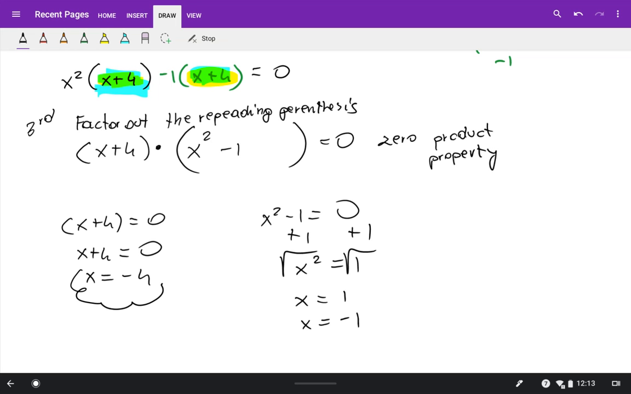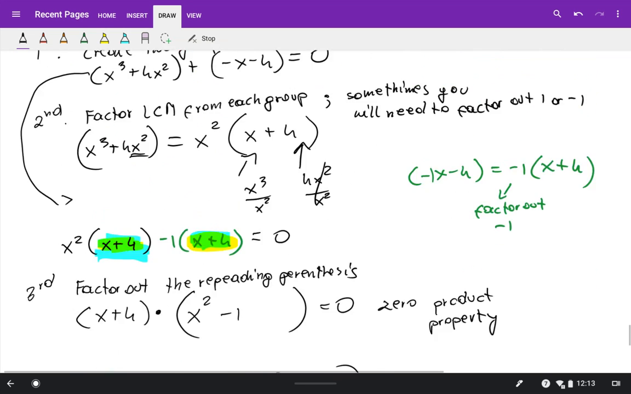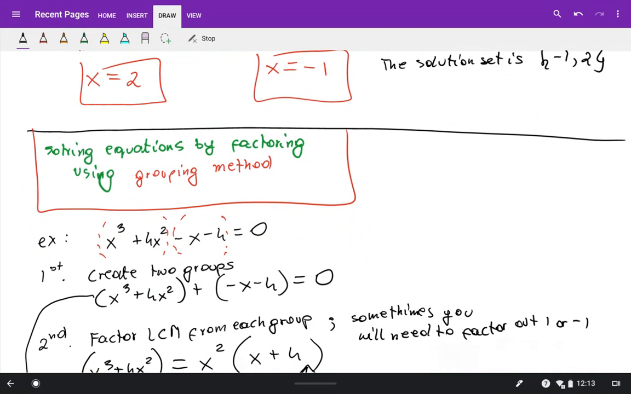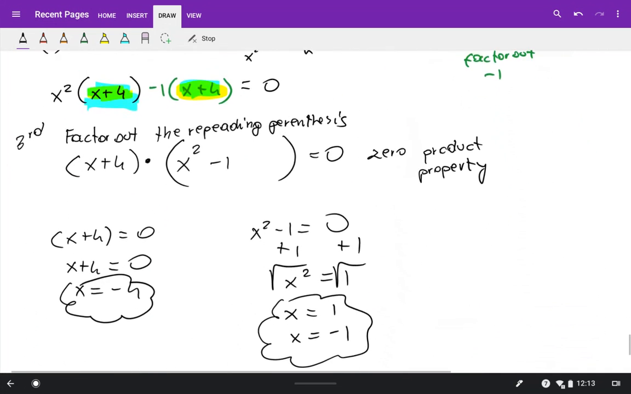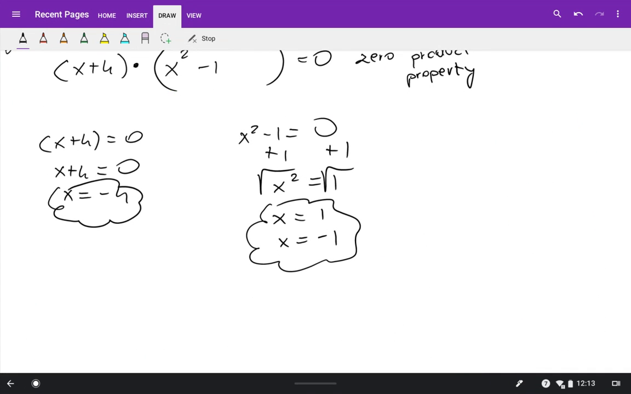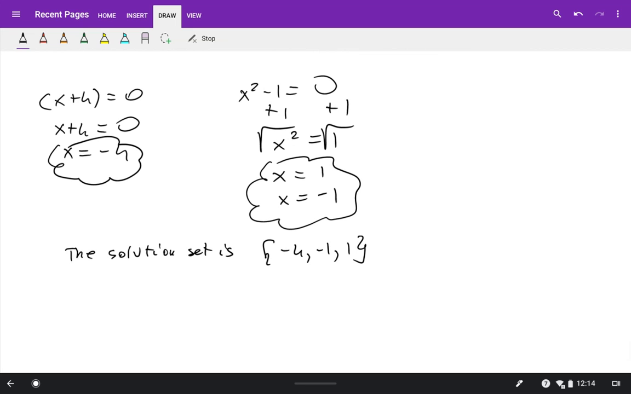So we have three solutions, and it makes sense because, like I mentioned originally, this equation is not quadratic. This is a polynomial of degree 3, so we should expect to see three solutions. So you will write the solution set that way: -4, -1, and 1.